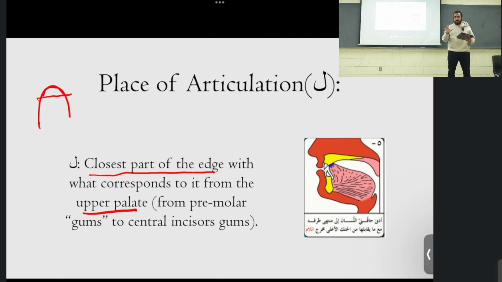Any questions with that? Is it confusing? No? So, from the premolar gums, I use the gums of the premolar next to it, to the central incisors gums, right? The whole area. From both sides, obviously. You don't use just one side for L, you do both sides. Okay?